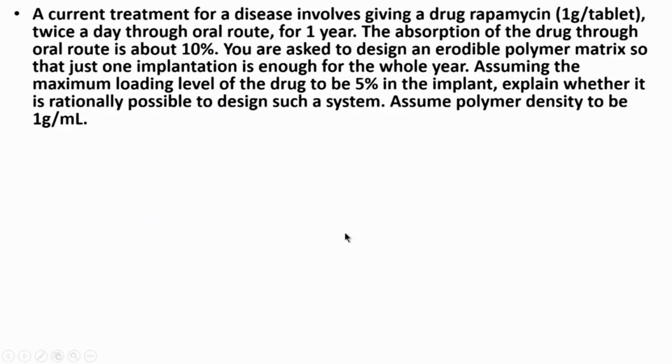Okay. So, here is another question now. This is on the polymer matrix system. So, the question is, a current treatment for the disease involves giving a drug, in this case the drug is mentioned as rapamycin, for 1 gram tablet, which is given twice a day through oral route, and this particular treatment requires it to be given for about a year. So, quite a lot of drug that the patient has to take. The absorption of the drug through the oral route is about 10%.